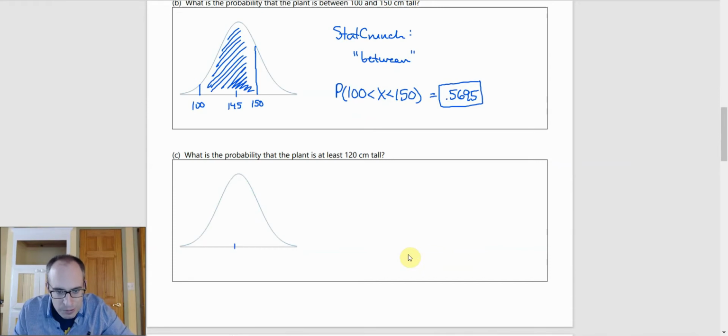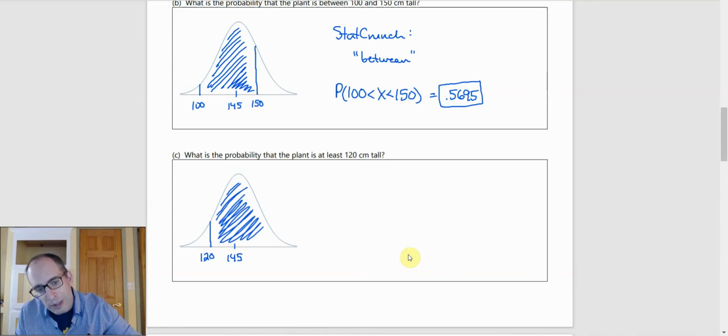All right, so 145 in the middle again. Let's see, 120 is a little more than one standard deviation below, because one standard deviation is 22, and this is 25 below. So I'm going to say maybe about here is the 120. And we're trying to get this, right? Because at least is 120 or bigger. So we're trying to get that.